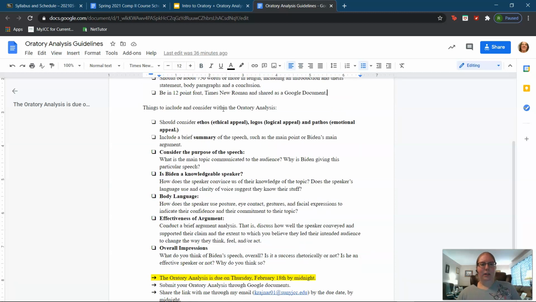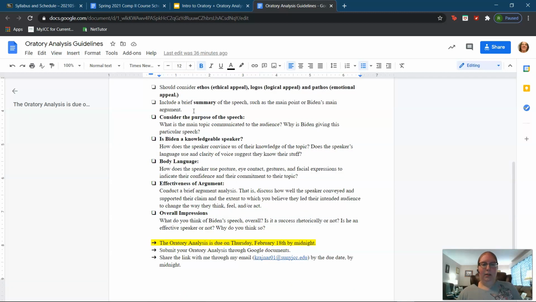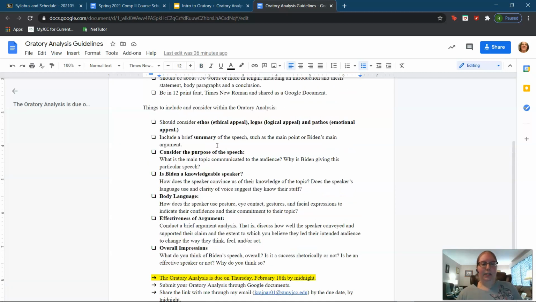So things to consider within the oratory analysis and things to be writing about within your body paragraphs. You should be considering ethos, logos, and pathos appeal. And for context, it helps to include a brief summary of the speech, such as the main point or Biden's main argument. So from there, consider the purpose of the speech. What is the main topic communicated to the audience? Why is Biden giving this particular speech?